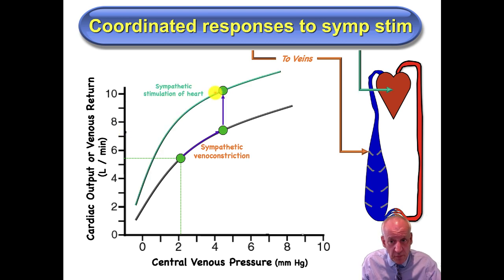And if we then superimposed sympathetic stimulation to the heart, remember this is going to increase ventricular contractility, and that will be reflected as an upward shift of the ventricular function curve. So at a central venous pressure of 4.5, sympathetic stimulation of the heart can improve cardiac contractility, a positive inotropic effect, and this will increase cardiac output even further.